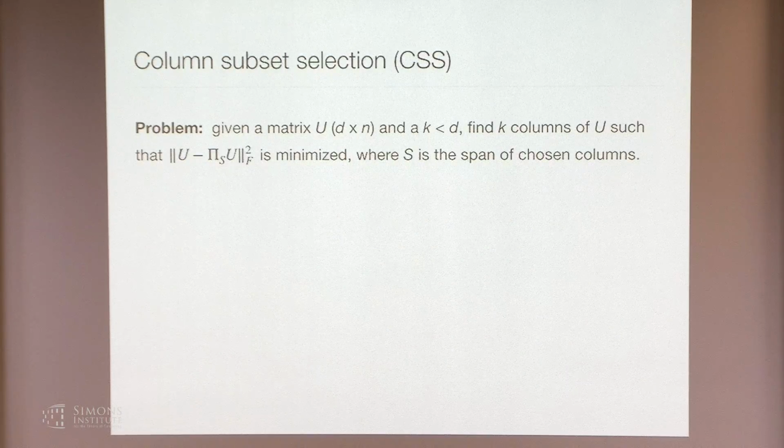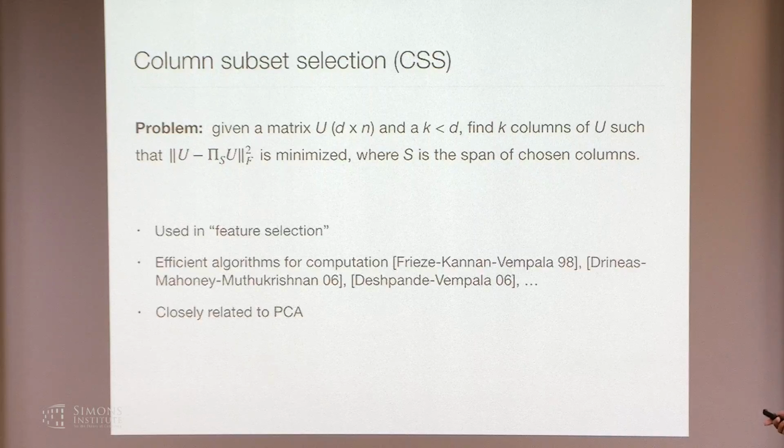The next problem that I'll consider is column subset selection. Here we are given a matrix U, and now you want to find a space S that is a span of only a small number of the columns of U. So we want to find k columns of U, such that projecting the columns of U onto the span of the chosen columns results in a small error. That's the goal of column subset selection. Instead of an arbitrary subspace S, we just want a span of k columns. This has been used a lot for feature selection.